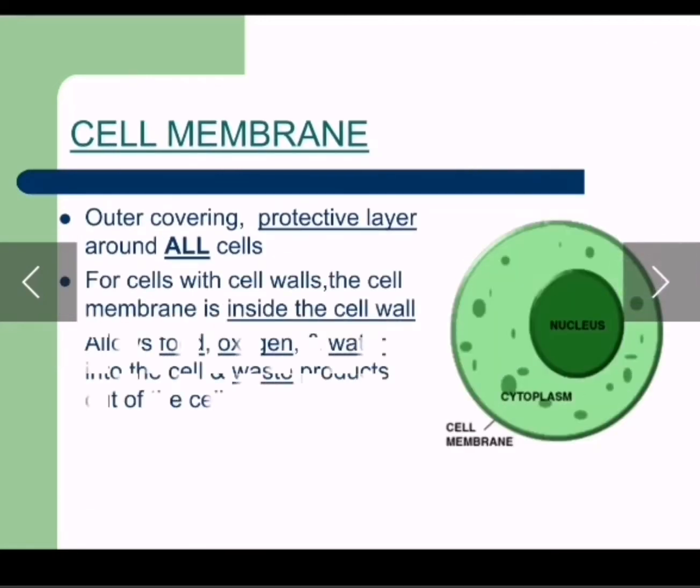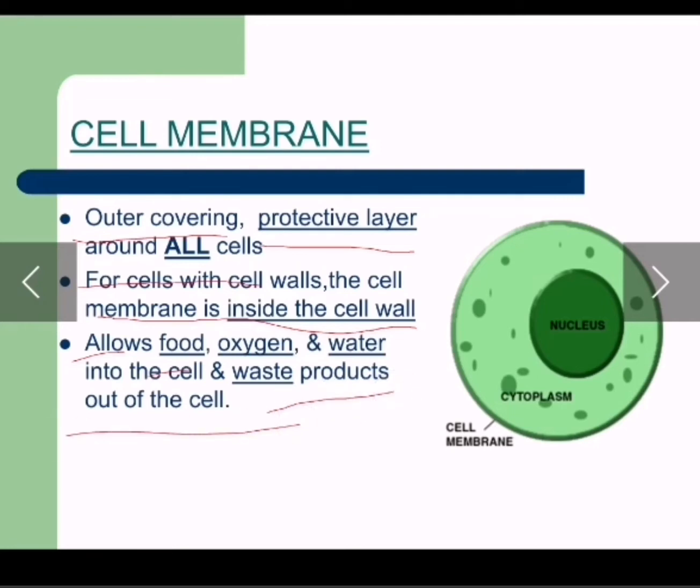Cell membrane. The cell membrane is the outer covering that protects the cell, and it forms a protective layer around all cells. For cells with a cell wall, the cell membrane is inside the cell wall. It allows food, oxygen, and water to enter into the cell, as well as expelling waste products out of the cell. Here we can see the cell membrane surrounding the whole cell.